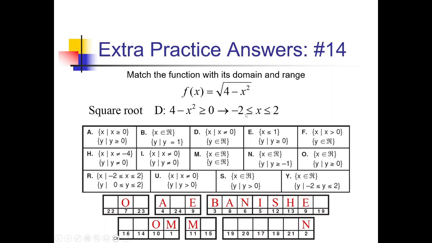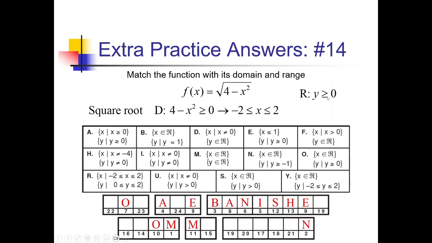The range is also a little bit tricky. So for this one, let's start with the minimum value. We can't have something that's less than 0 coming out of this function. So I think we can confidently say y has to be greater than or equal to 0 for part of the range.